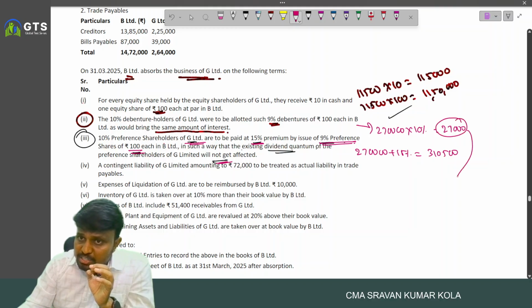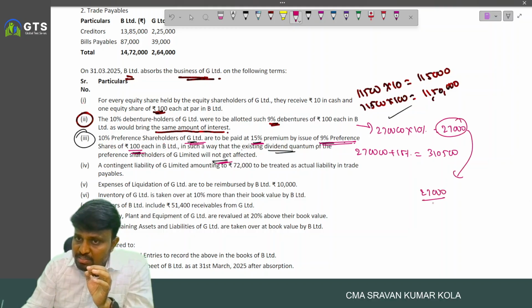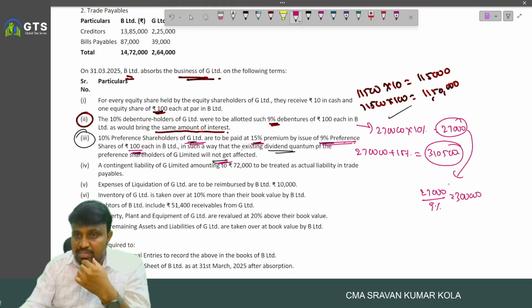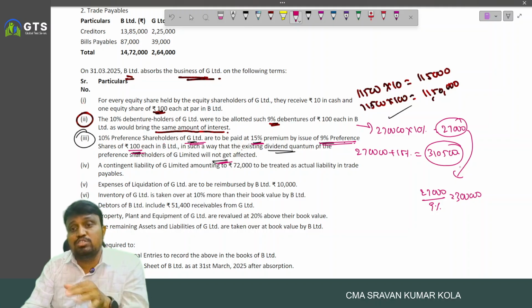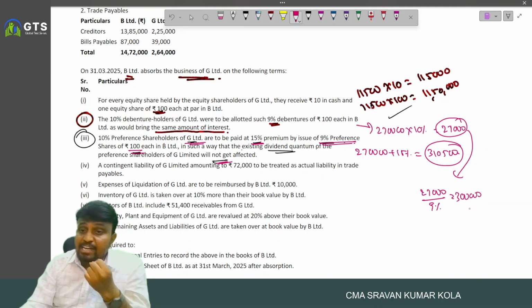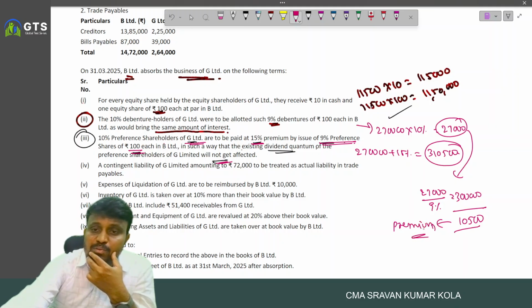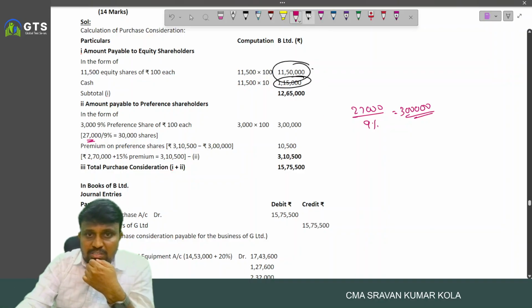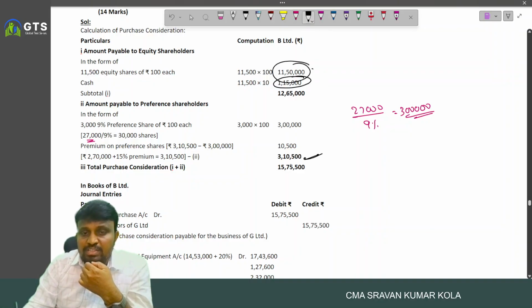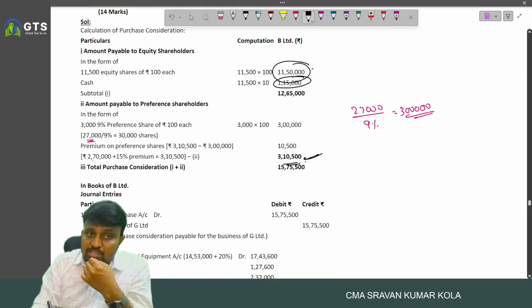So first condition is 27,000 by 9%, 3 lakhs. But 15% premium we are redeeming. And total amount we have to pay 3,10,500. But out of that, at par we are issuing 3 lakh only. The remaining amount 10,500 is issued in the form of premium. So here the total amount we require to pay 3,10,500, which is 2,70,000 plus 15%.